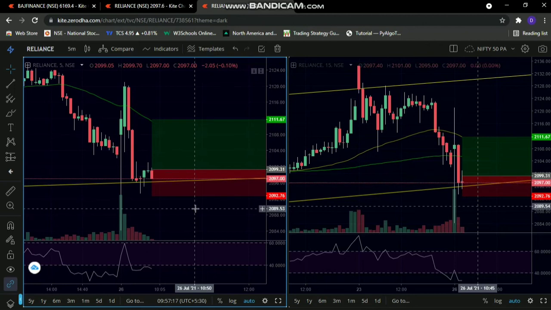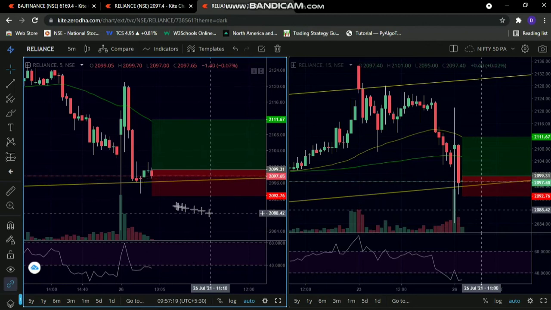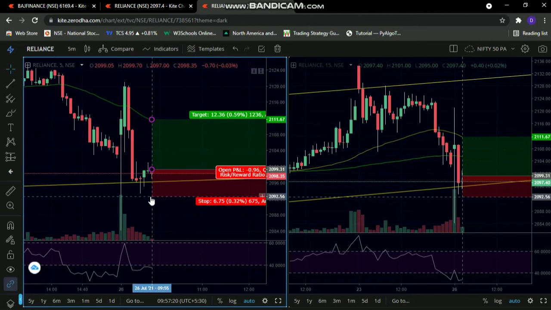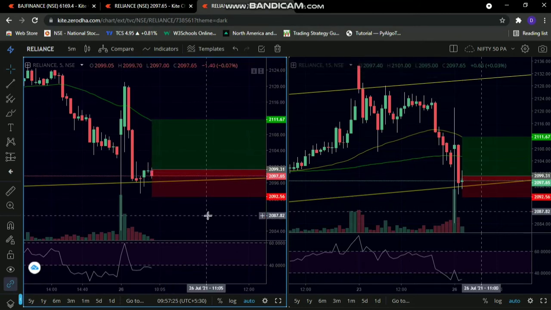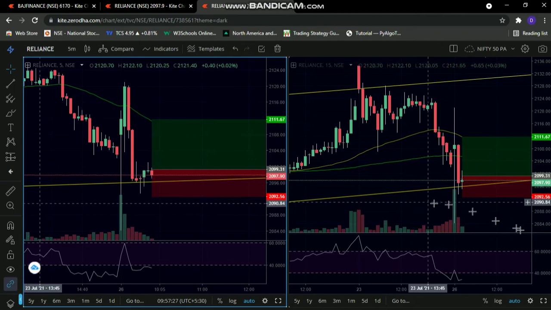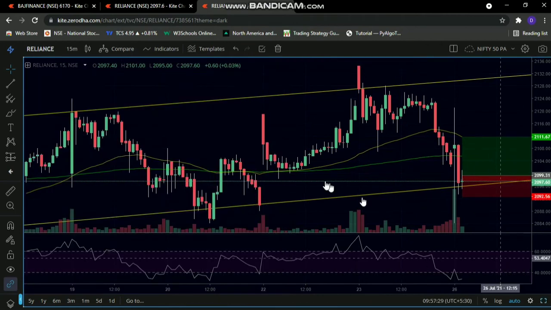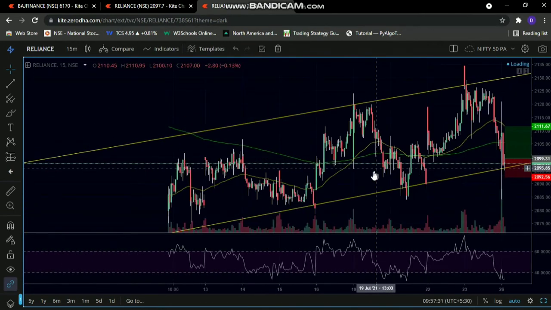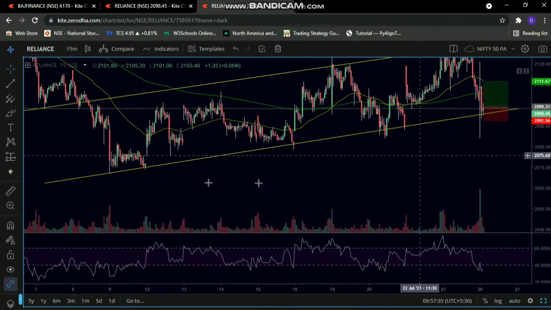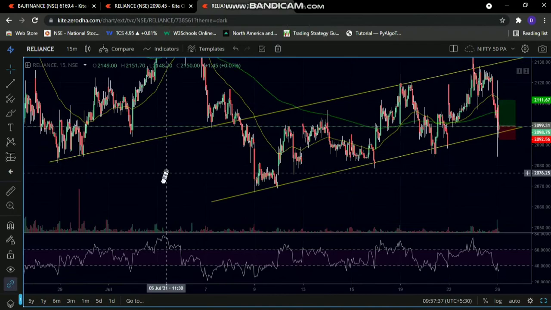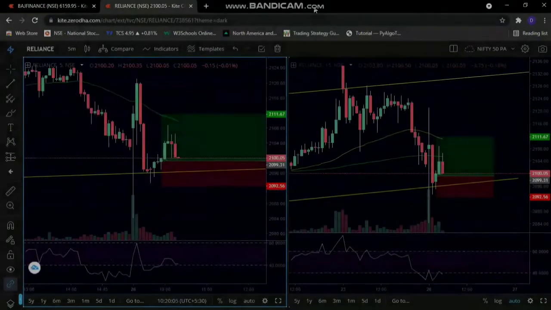And then let's see what will happen. We will not move away from our risk to reward ratio. If either our stop loss is hit or our target is hit, we will do nothing in between the trade. Okay, as you can see, it has beautifully formed this channel pattern. So today, let's see what is going to happen.